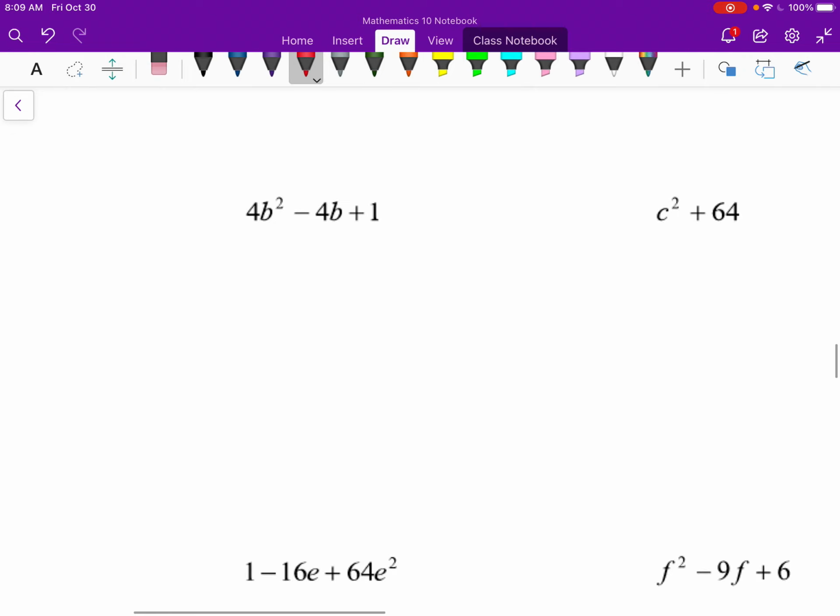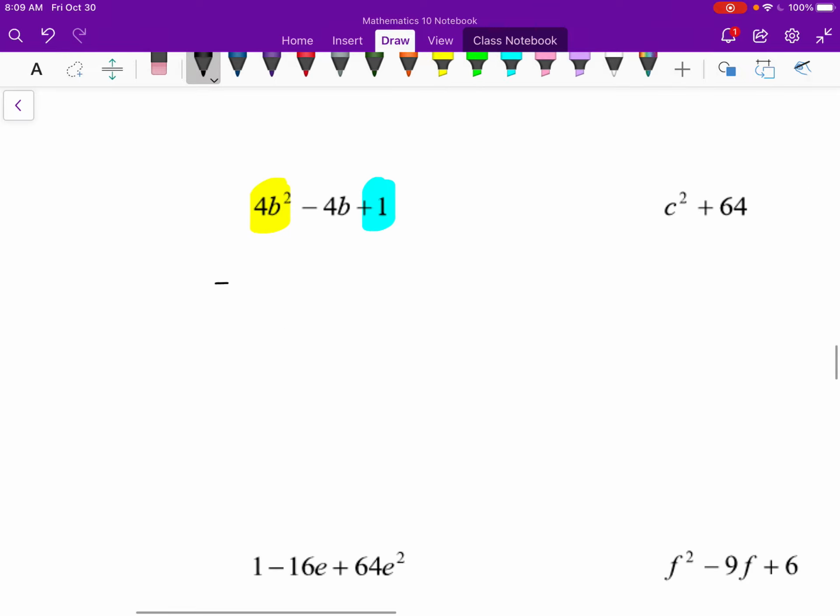Let's look at this one. This might be a perfect square. The first term is the same as 2b times 2b. The last term is the same as 1 times 1. All right, so now I'm going to do a bit more. I still don't know for sure if it's a perfect square. If it is, though, my first part of my factor would be 2b. The last part would be 1.